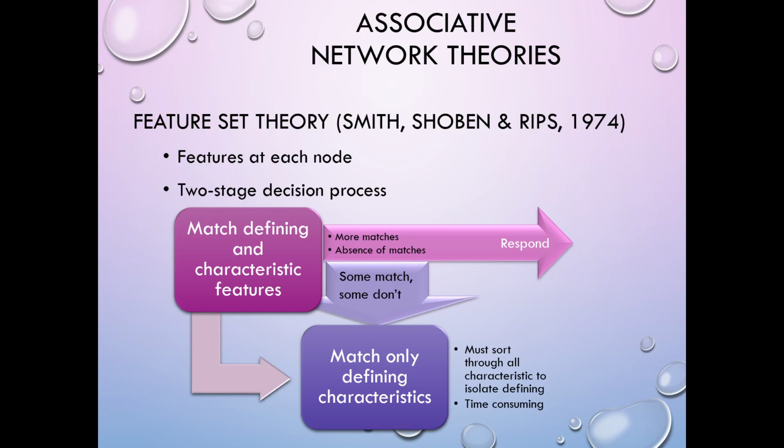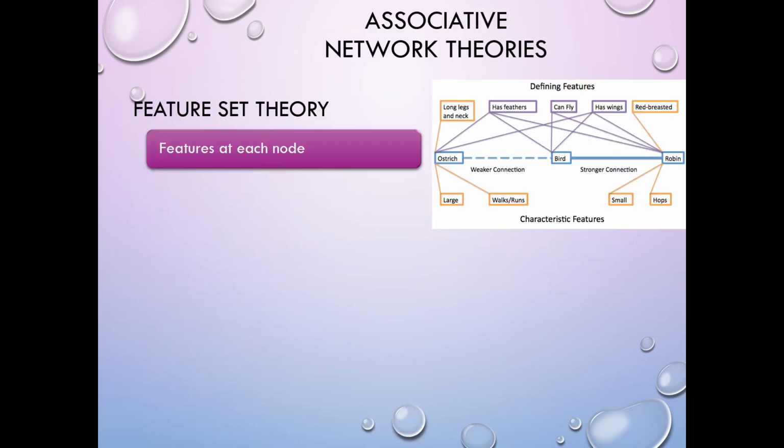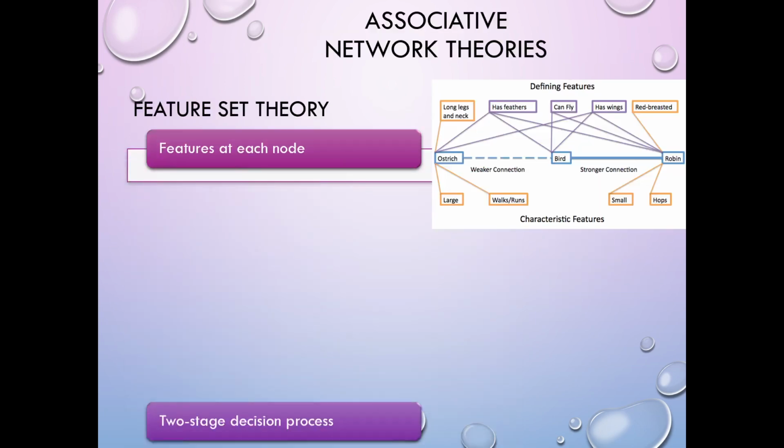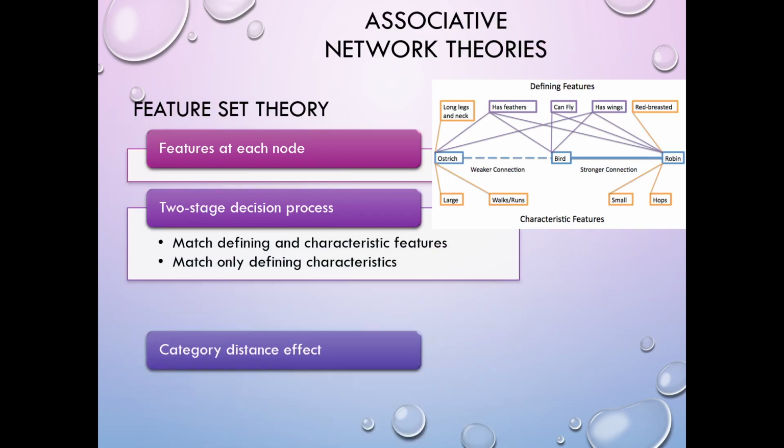So feature set theory, we got this two-stage decision process. Let's go here. There we go. Okay. So we've got the features at each node. Okay. We already talked about that. It's a two-stage decision process. Okay, we already talked about that.